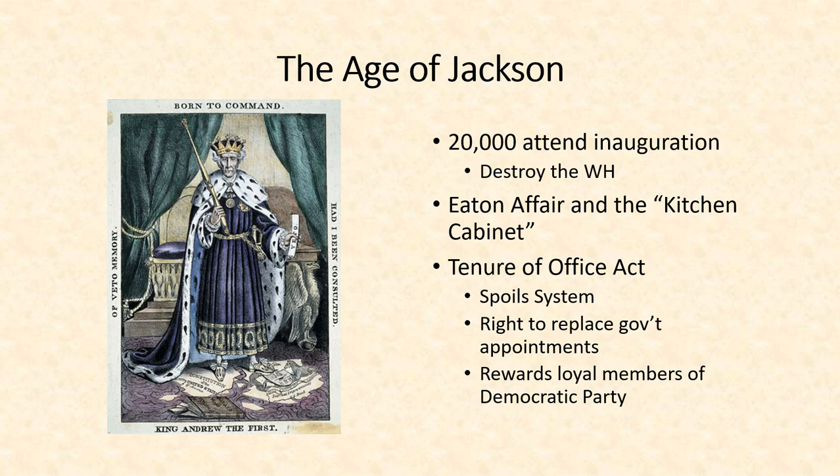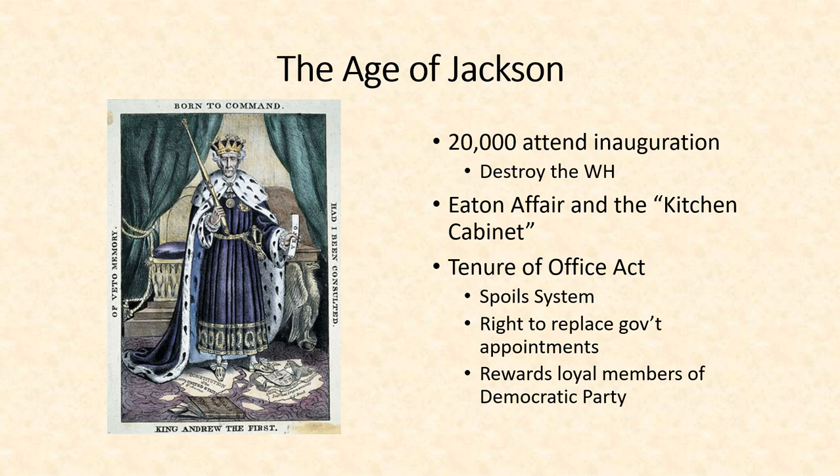And they were a mob. It was absolutely just horrendous, the damage that they did. That kind of previews a lot of Jackson's administration. One of the things that happens very early on in Jackson's administration is the Eaton affair. One of his cabinet ministers is married to a significantly younger woman in her 20s.